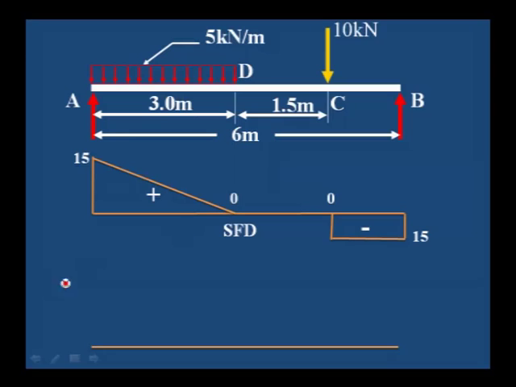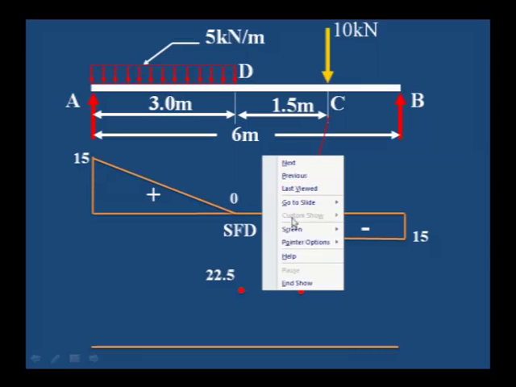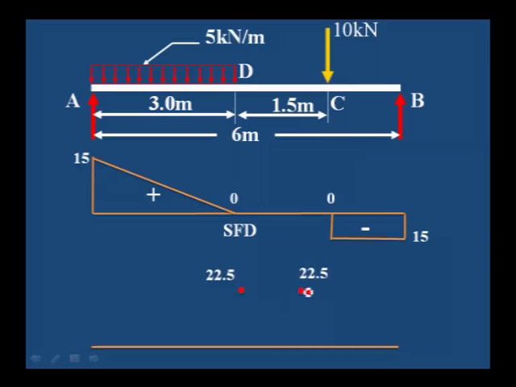For drawing the bending moment diagram, first draw the horizontal line and mark the salient point, that is C point. Project the C point and mark the value of bending moment, and then D point also, mark the value of bending moment, and then join from C to B, which is an inclined line.